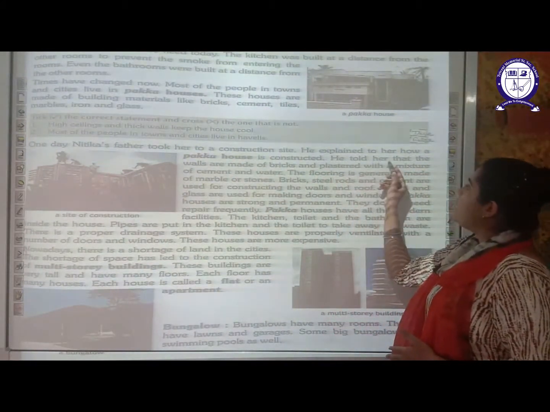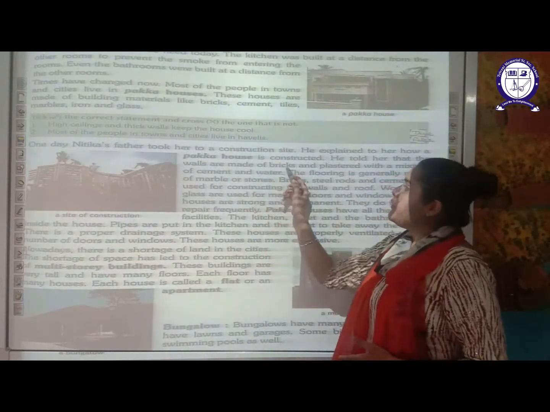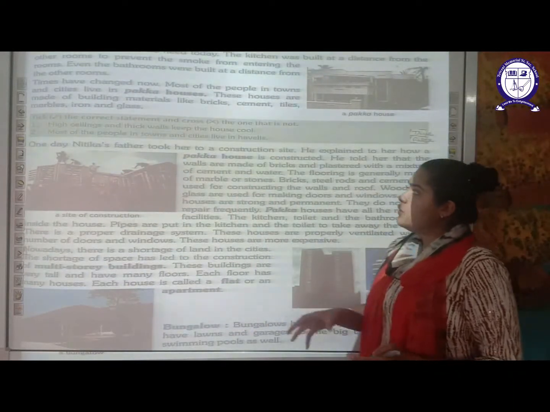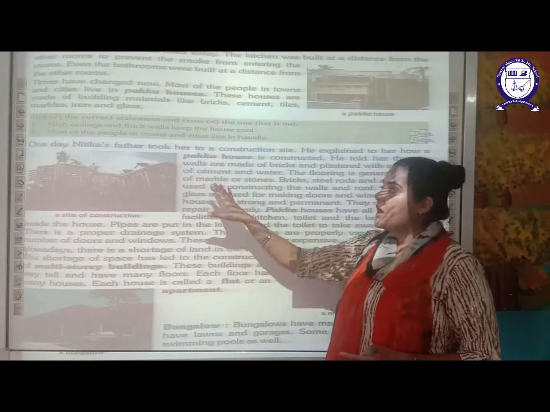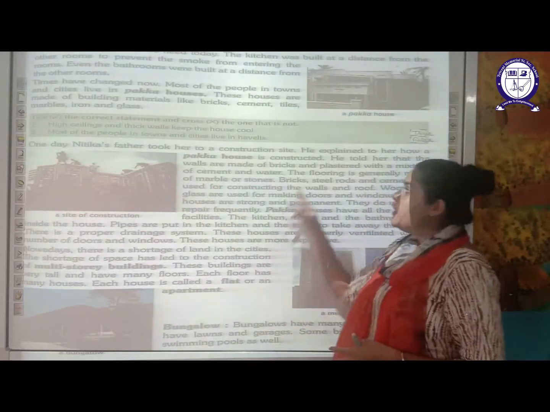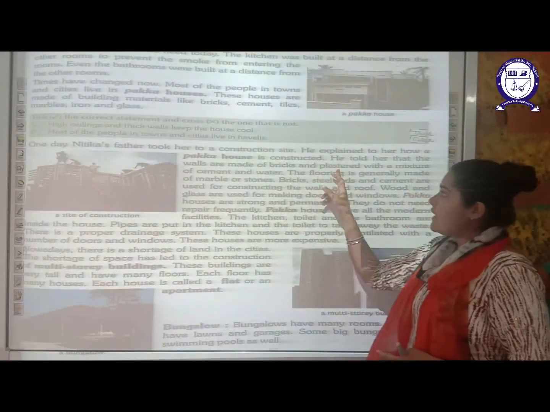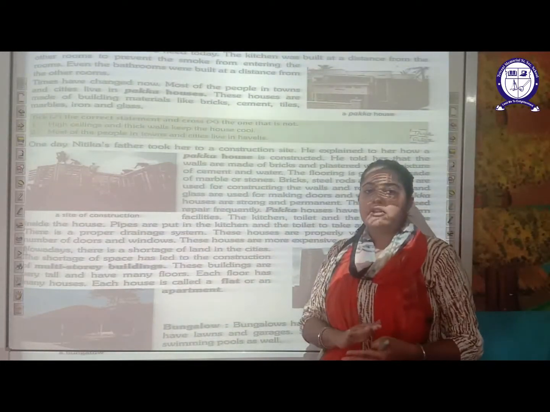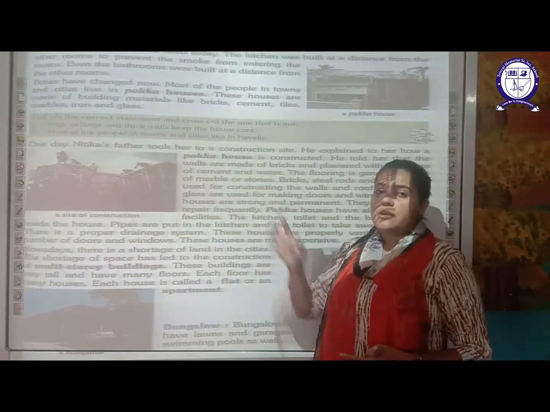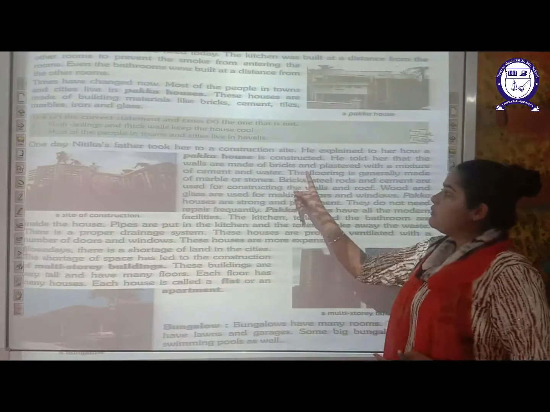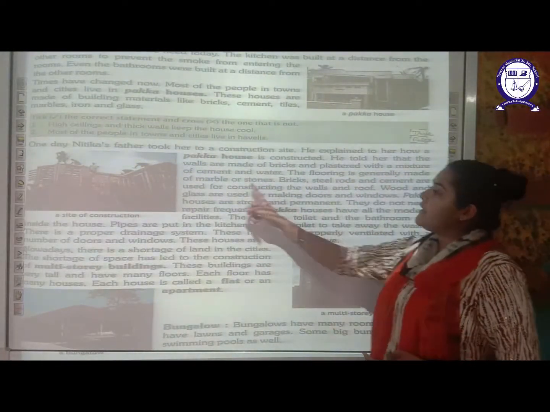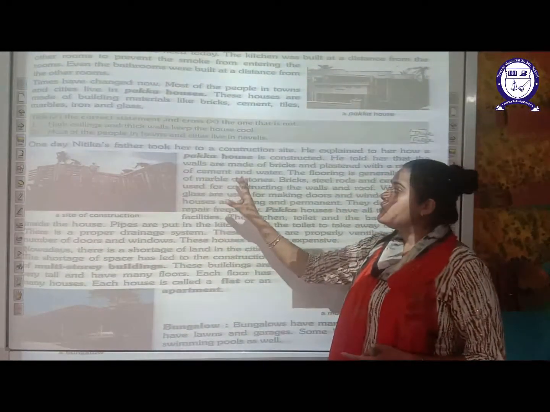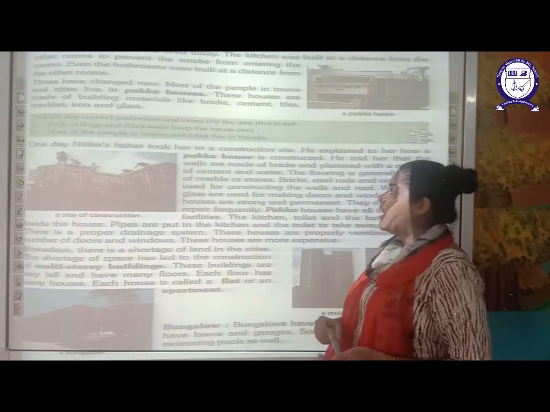He told her that the walls are made up of bricks and plastered with a mixture of cement and water. So there will be a coating of cement and water on those walls. The flooring is generally made up of marble and stone. So people generally use marble and stones in order to make the flooring of the houses.